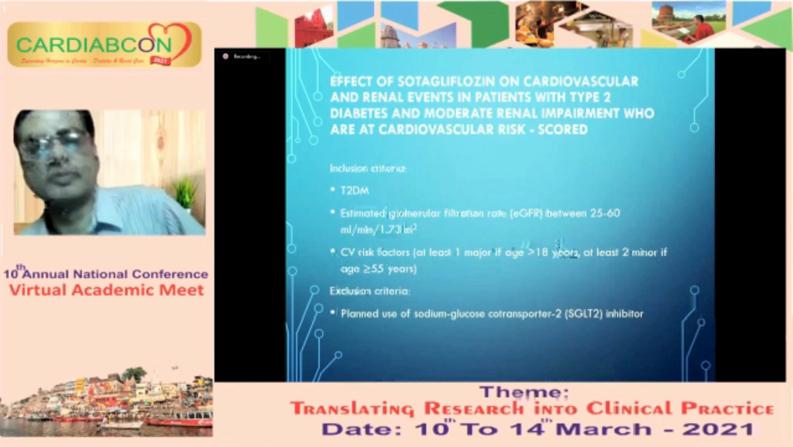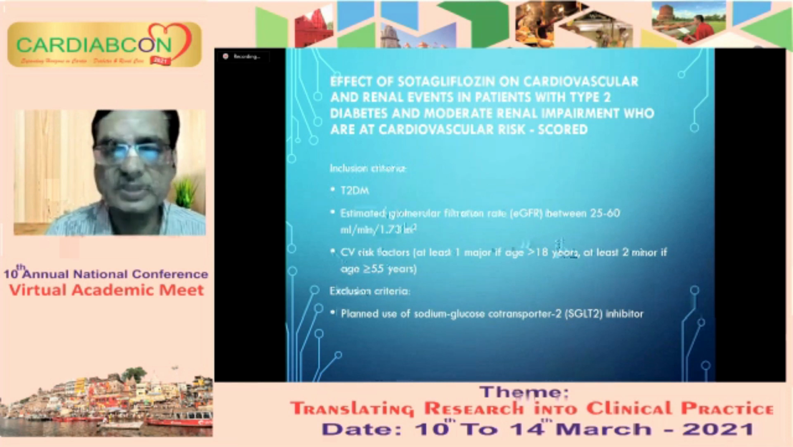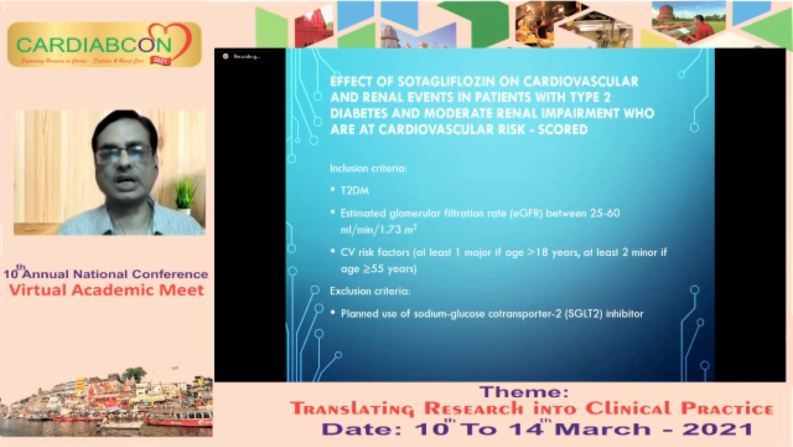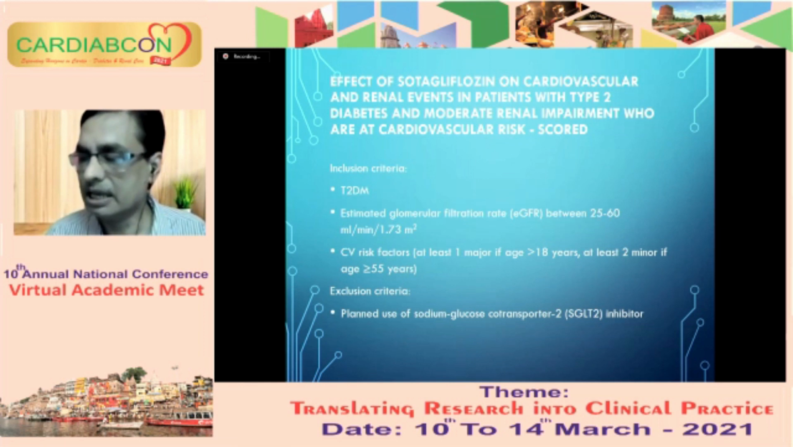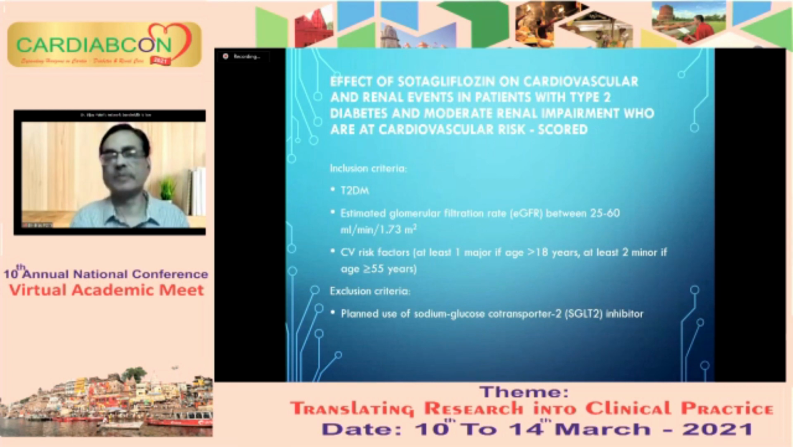So now we move over to the SCORED trial, the other trial, which unfortunately, along with SOLOIST, was prematurely terminated for the same reason. They tried to look into the effect of sotagliflozin on cardiovascular and renal events in patients with type 2 diabetes and moderate renal impairment who were at cardiovascular risk. Particularly, the most important inclusion criteria were an eGFR between 25 and 60, and CV risk factors, meaning at least one major if age is more than 18, or two minor if the age is more than 55 years.